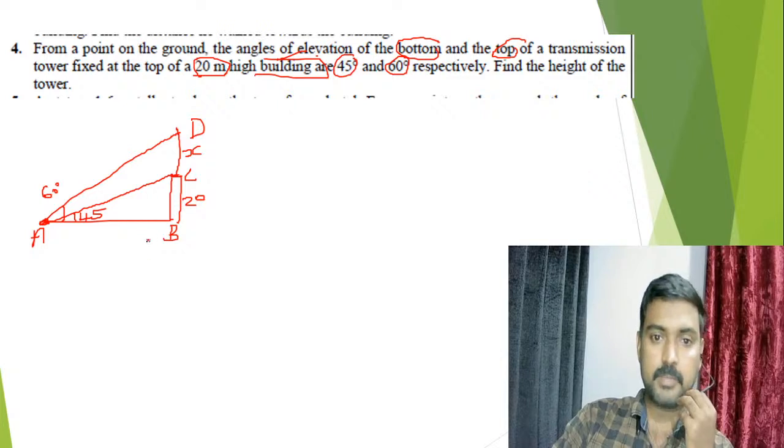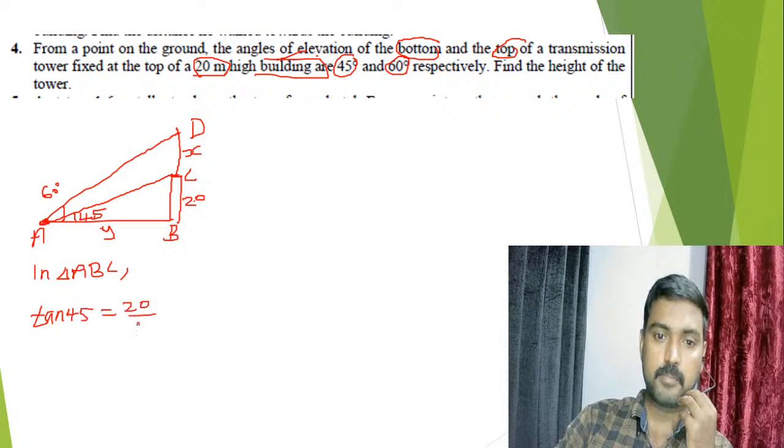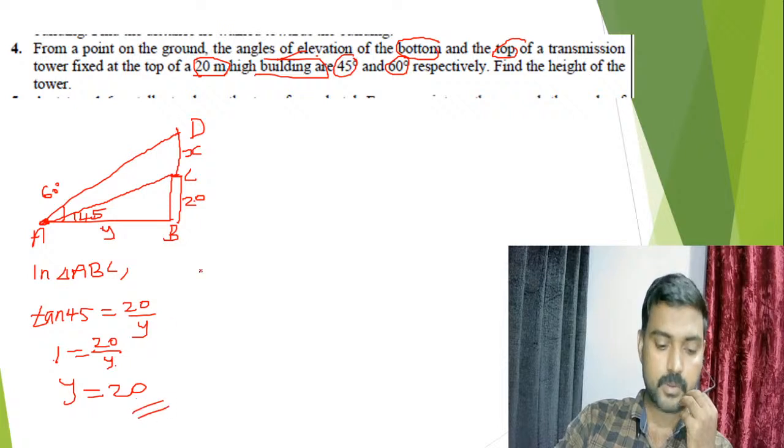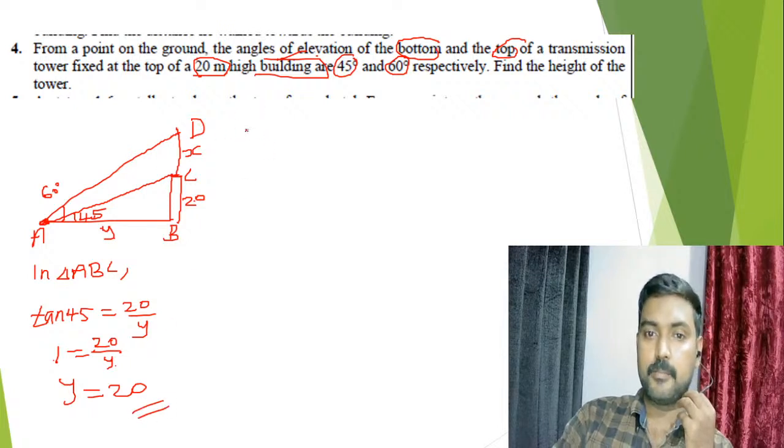Okay. So from this we will get the first triangle. In triangle ABC, for this side we can assume y. So for this 45, opposite is 20, adjacent is y. So we can write that tan 45 is equal to 20 by y. Tan 45 is equal to 1, so we get 1 equals 20 by y. This y transposes to here, we get y is equal to 20.